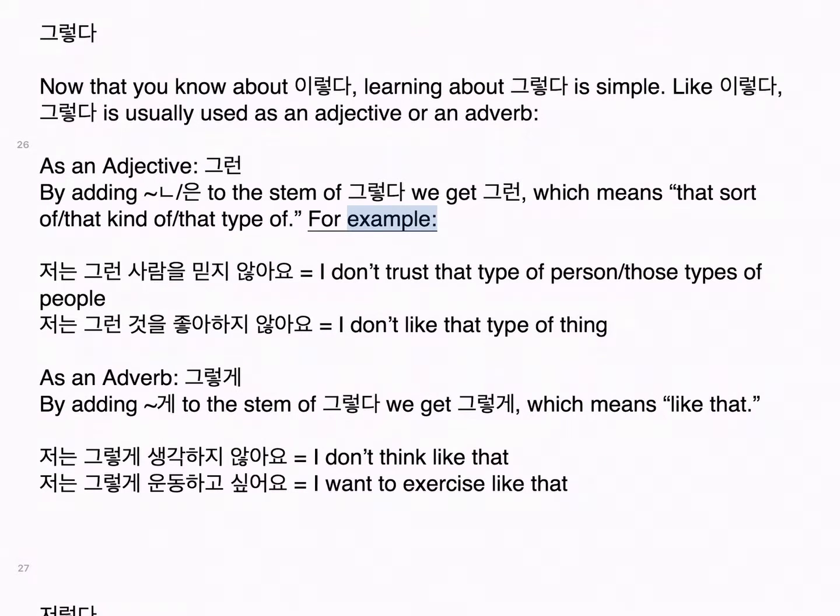For example, 저는 그런 사람을 믿지 않아요. I don't trust that type of person, those types of people. 저는 그런 것을 좋아하지 않아요. I don't like that type of thing. As an adverb, by adding 게 to the stem of 그렇다, we get 그렇게.